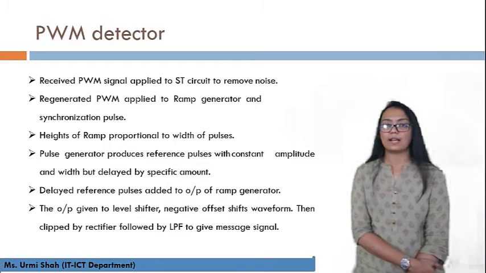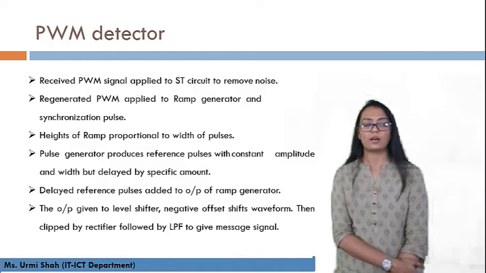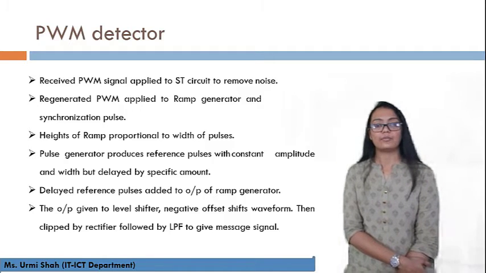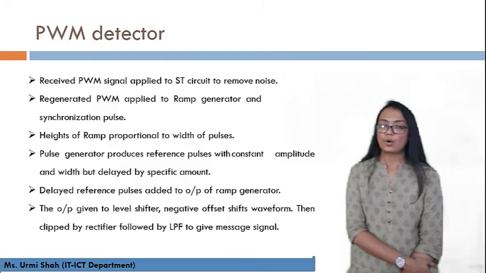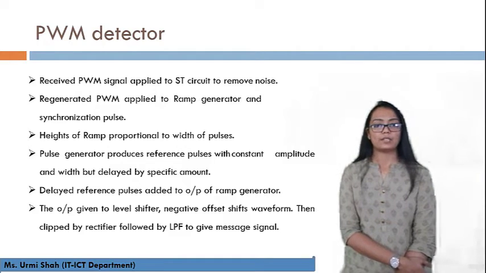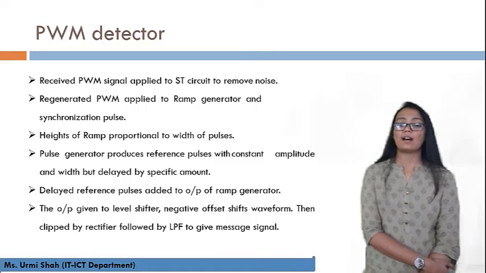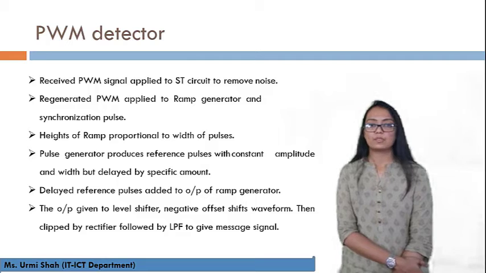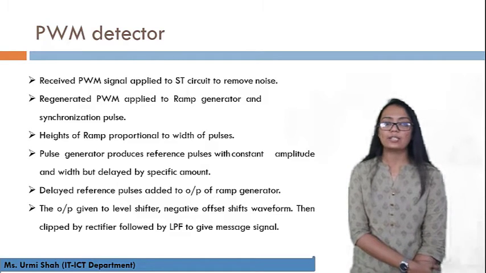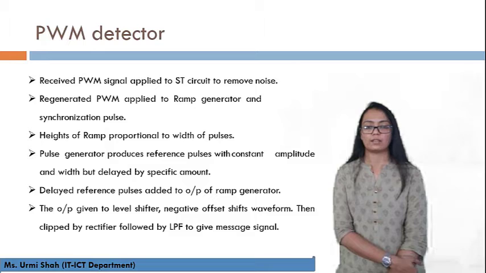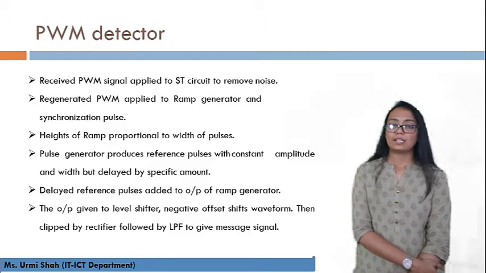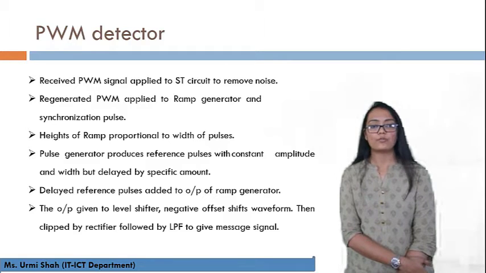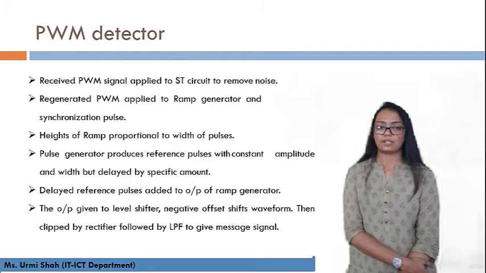The height of the ramp is directly proportional to the width of the pulses. The pulse generator produces reference pulses that are constant with respect to amplitude and width, but they are delayed by a specific amount. The delayed reference pulses are added to the output of the ramp generator, and the output is given to the level shifter, and the negative offset shifted waveform is generated.